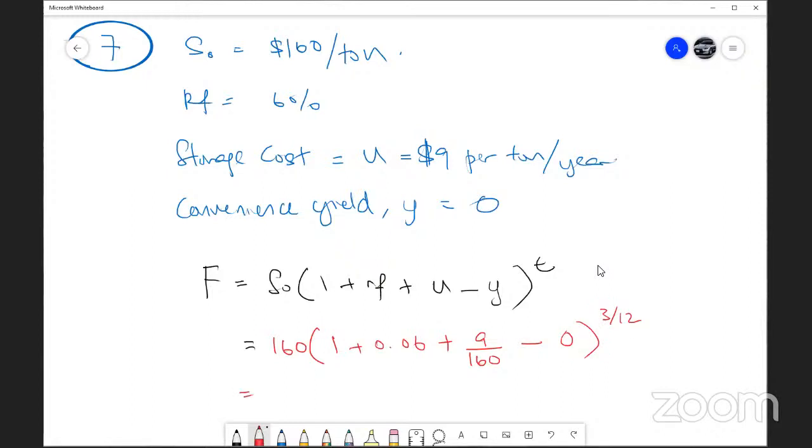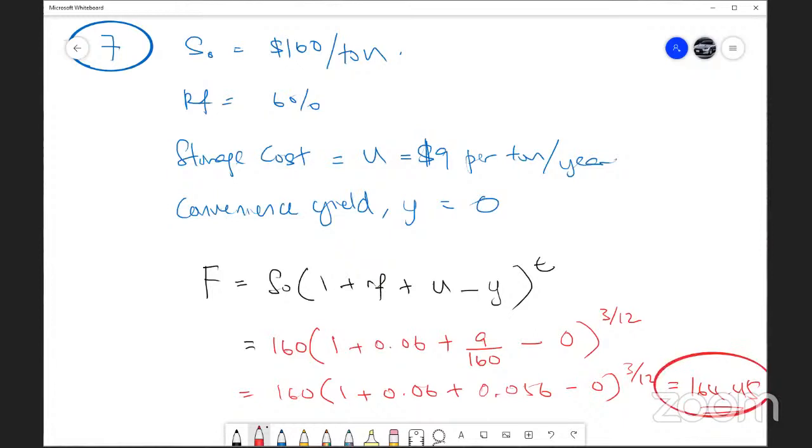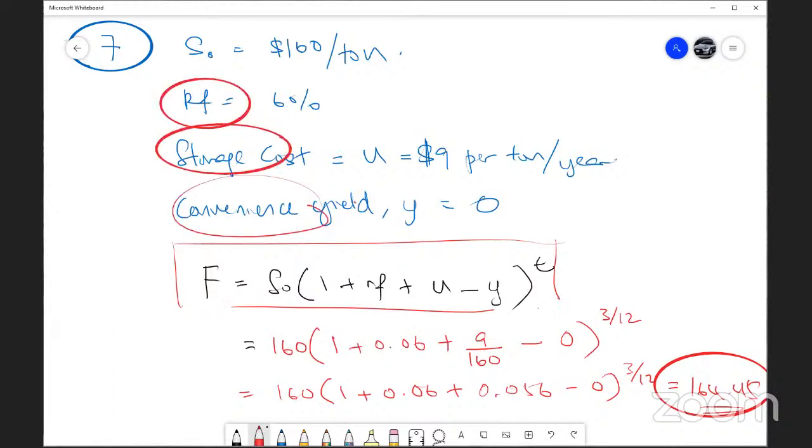So this will give you 160 times (1 plus 0.06 plus 0.056 minus 0) to the power of 3 over 12. You should be getting 164.45. Okay, this is the formula to include risk-free, storage cost, and convenience yield.